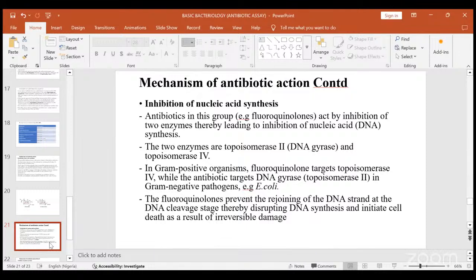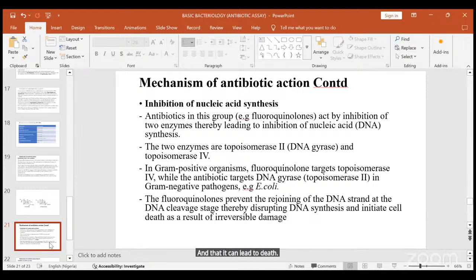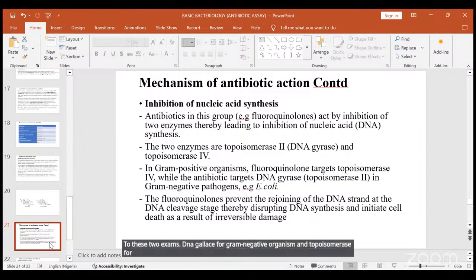You know the importance of DNA in replication. You know the importance of DNA in everything the organism does. Even we human beings, we know what DNA is all about. So if anybody interferes with our DNA, that means that person is trying to reconfigure us, and it can lead to death. That's exactly what fluoroquinolone, for example ciprofloxacin, is doing to these two enzymes: DNA gyrase for gram-negative organisms and topoisomerase 4 for gram-positive organisms. Do you understand this?